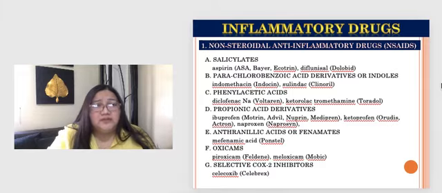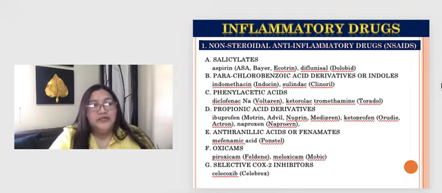Alright? Second is the para-chlorobenzoic acid derivatives or yung mga indoles. Indomethacin is very common. Indomethacin, aside from being an NSAID, is also good for PDA. Isa siyang congenital heart defect, patent ductus arteriosus. Yun yung PDA. Alright? Binibigay siya sa mga newborn na may PDA. It's a congenital heart defect. Also, ang indomethacin ay magaling din for rheumatoid arthritis.